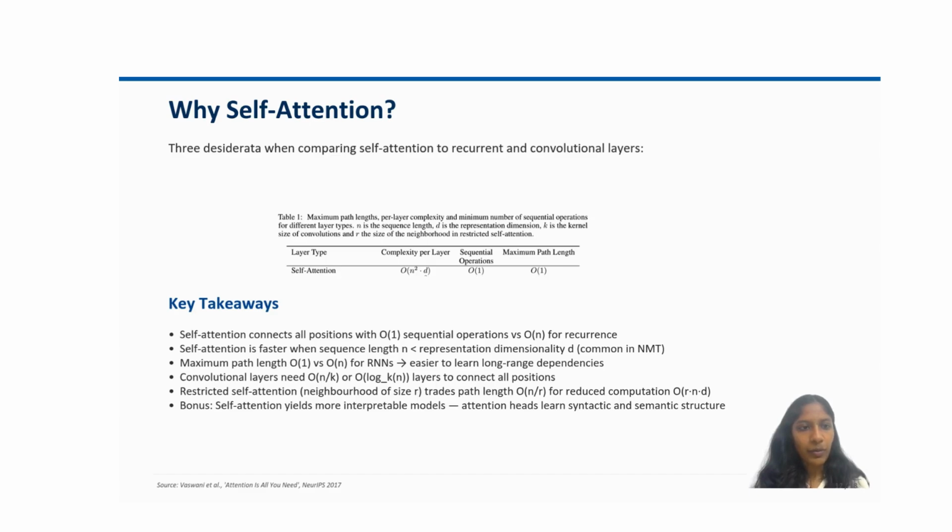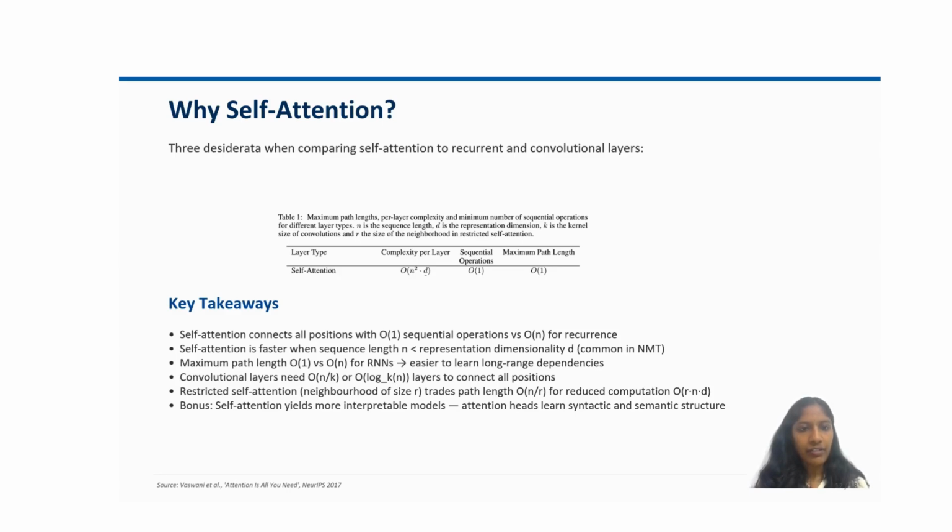Self-attention solves this by providing a constant path length. Every token in a sequence is directly connected to every other token in a single step. This makes it much easier for the model to learn long-range dependencies, such as connecting a pronoun at the end of a paragraph to a noun at the very start.